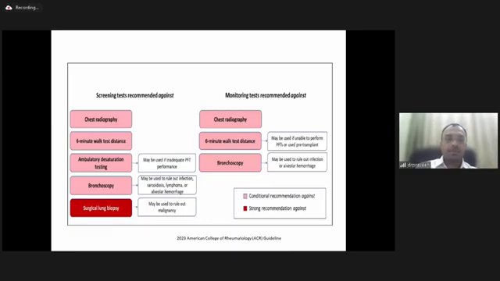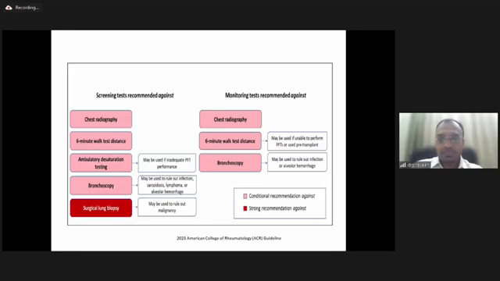For screening tests, those recommended against: no need for chest radiography, no need for a 6-minute walk test. I'm talking of a screening test. No need for ambulatory desaturation testing, though it can be used if the patient is unable to perform a PFT. No need for bronchoscopy except to rule out infection, sarcoidosis, alveolar hemorrhage, or lymphoma. Surgical lung biopsy is only to rule out a malignancy.